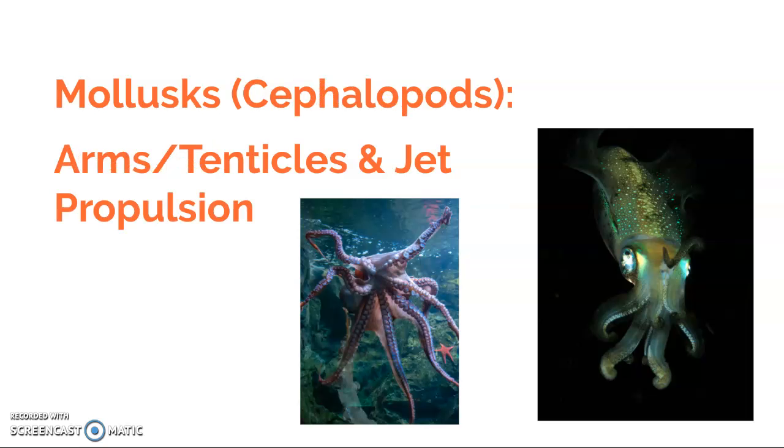Another group of mollusks is something called a cephalopod. Cephalopods have arms, tentacles, and they move through something called jet propulsion. They're speedy, they're fast. They force water through a tube in their body. These would include animals such as squids, octopuses, cuttlefish. Those are all examples of cephalopods.